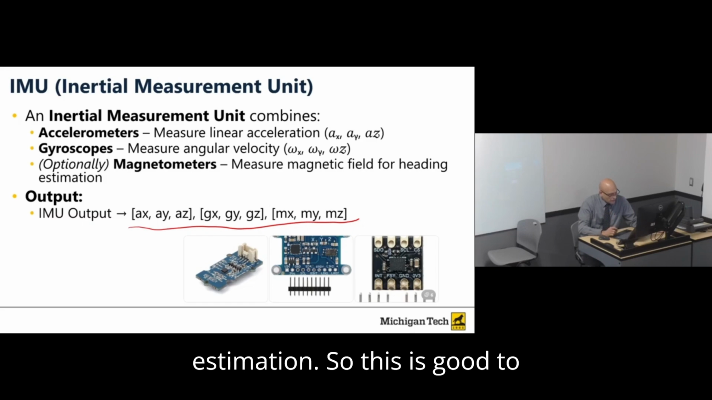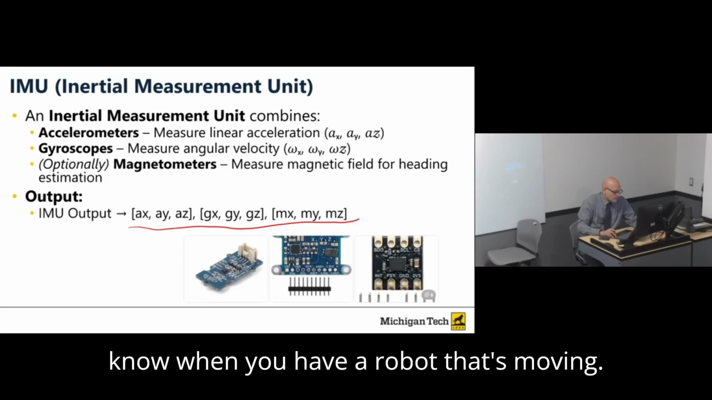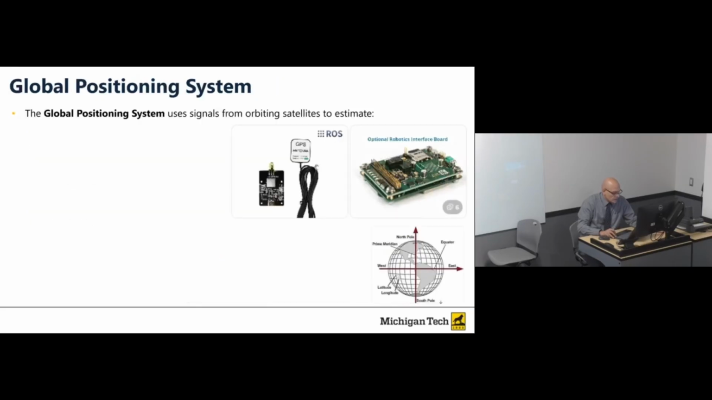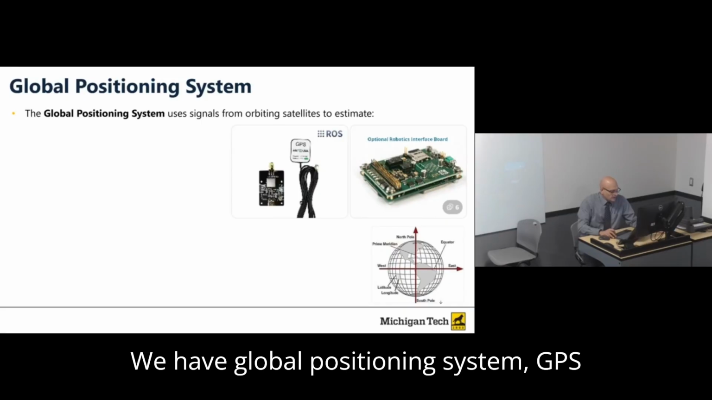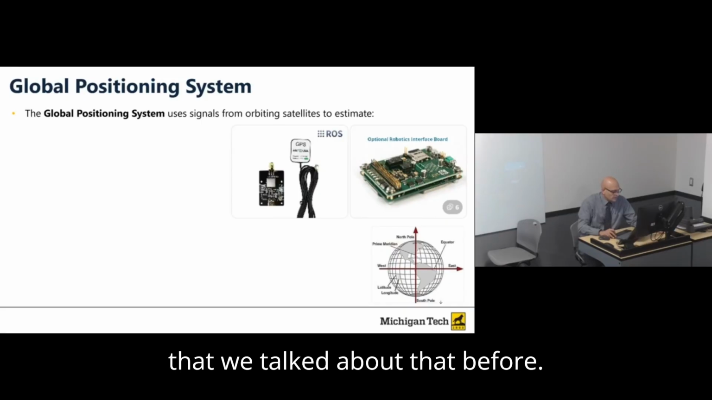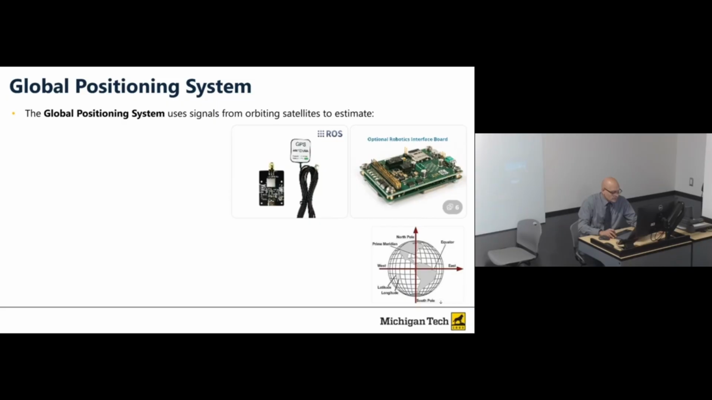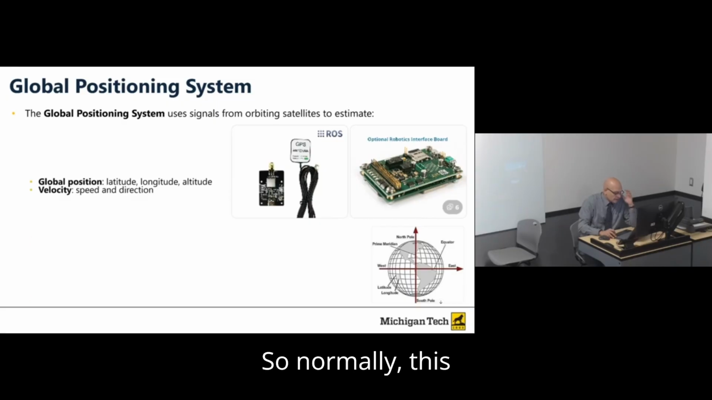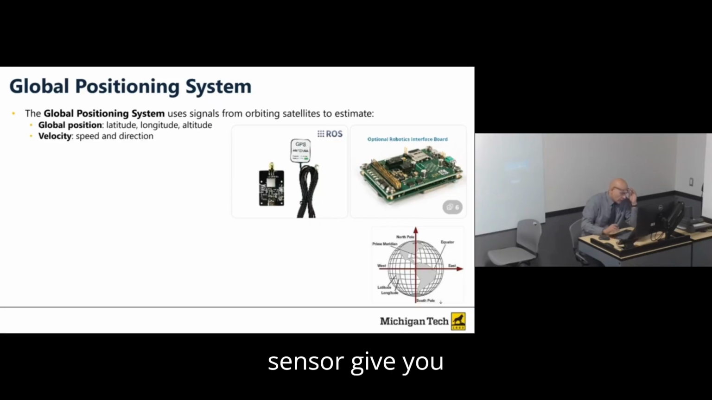So this is good to know when you have a robot that's moving. We have the global positioning system, GPS, that we talked about before. So normally this sensor gives you global position.